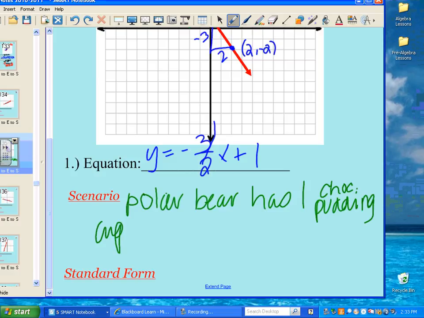Notes page 16, 15. Brianna, notes page 15. Just yeah. Okay. Standard form.